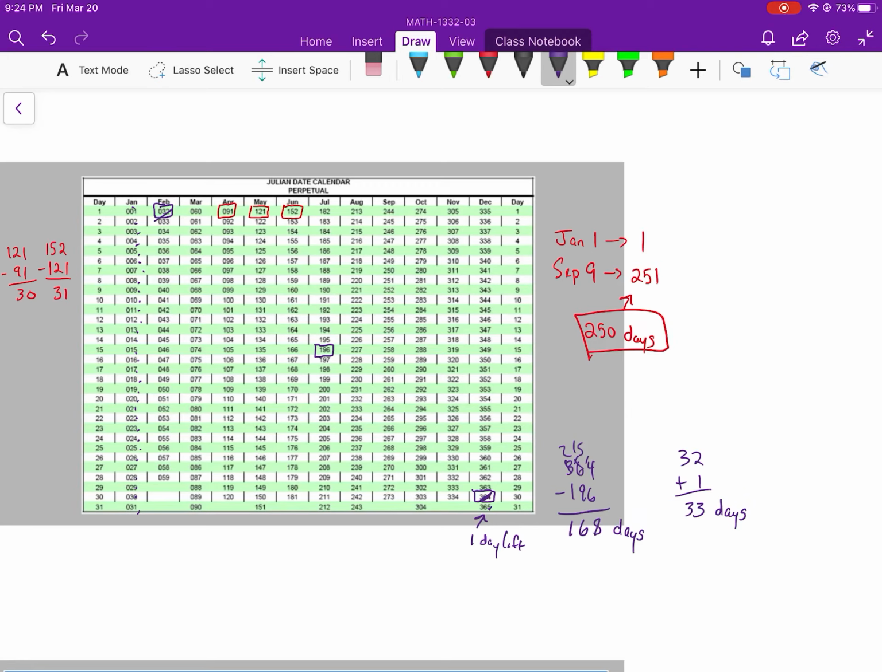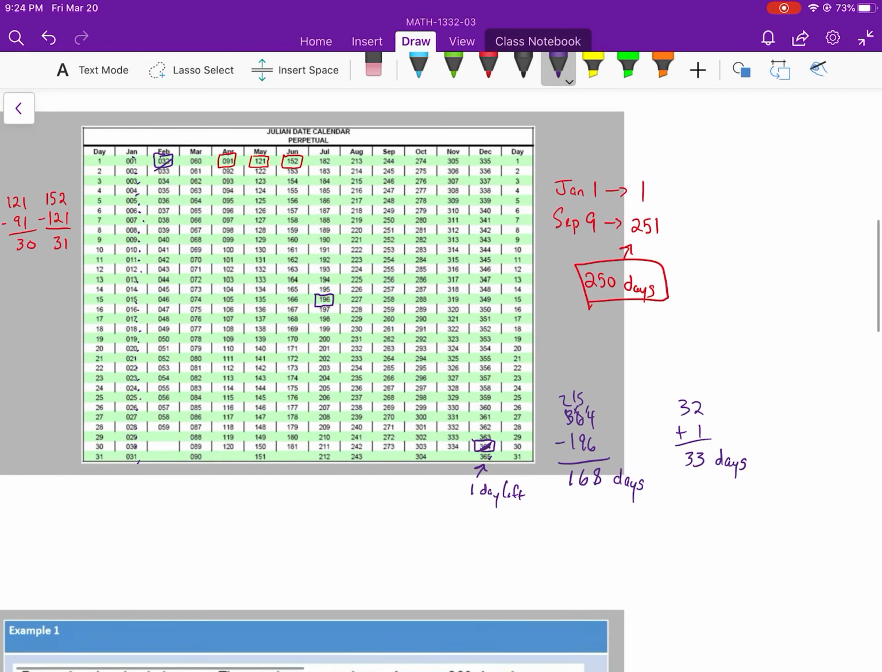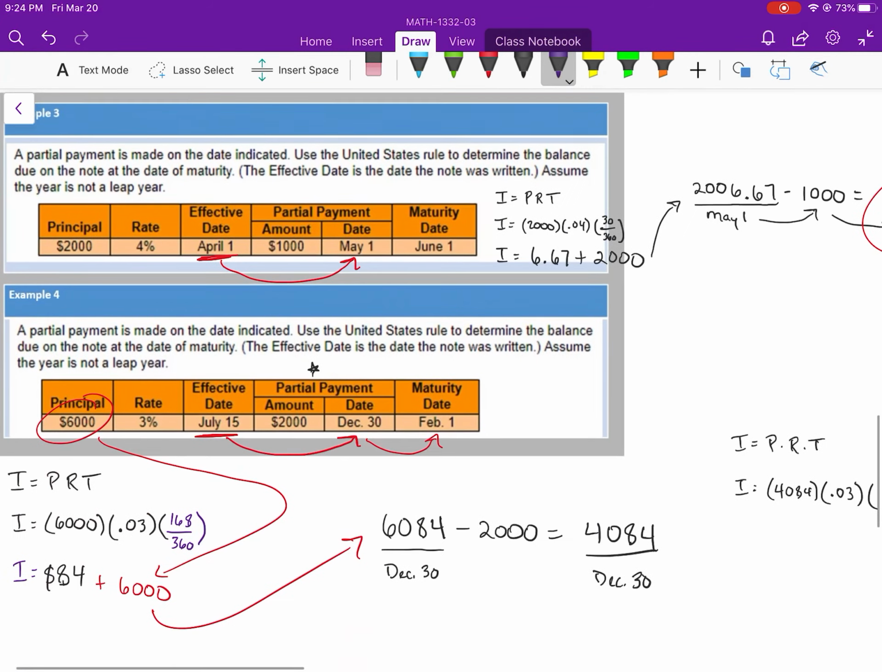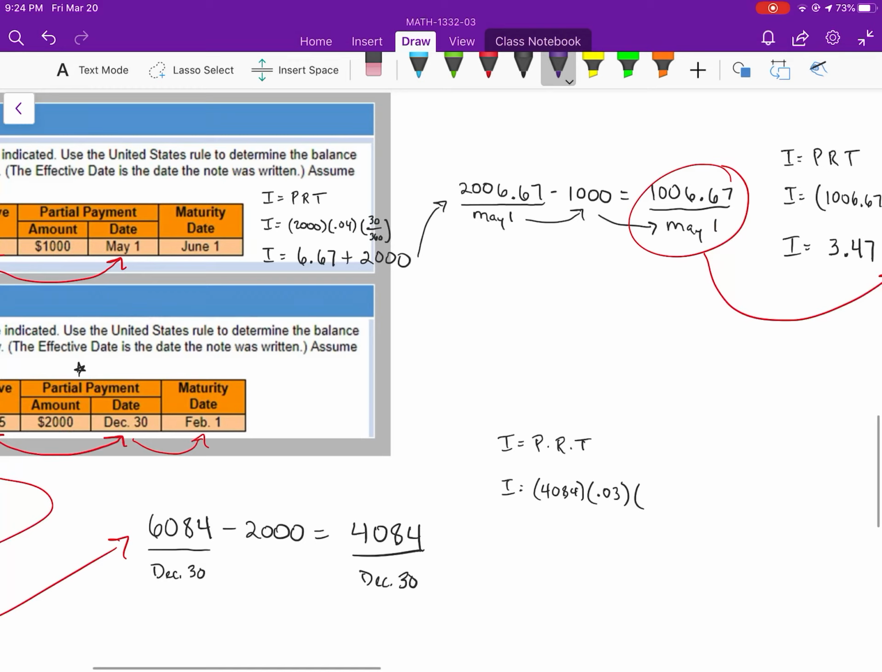I've had some teachers always tell me to count the number of days in each year and then add those two. And that's basically what we did here, 32 plus 1. There was only 1 day left in the year after December 30th, and then there was 32 leading up to February 1st. Alright, so getting back to the problem here. So we had that 4,084 times 0.03 times 33 over 360. Alright, so 33 divided by 360.